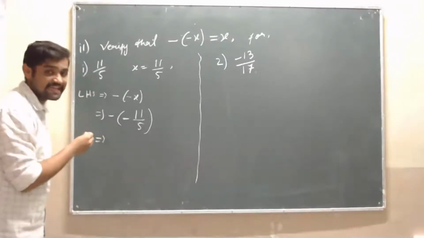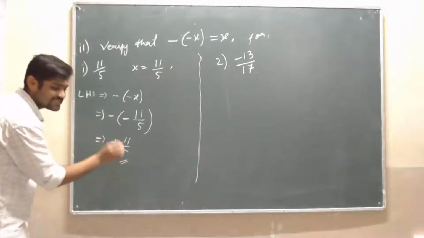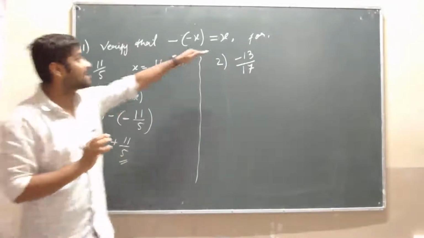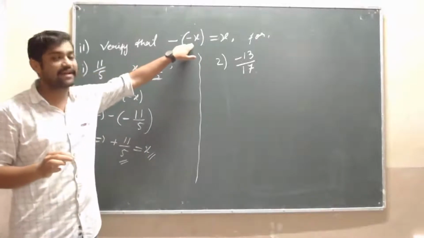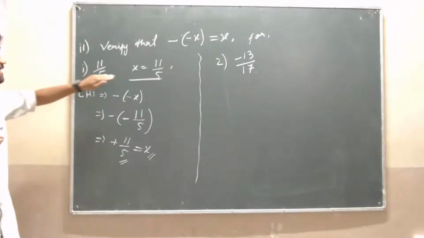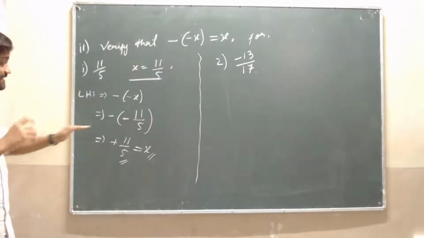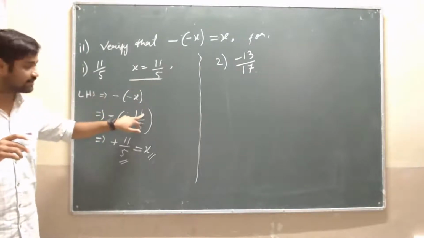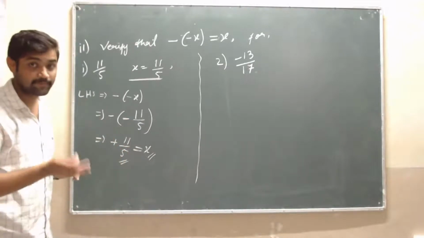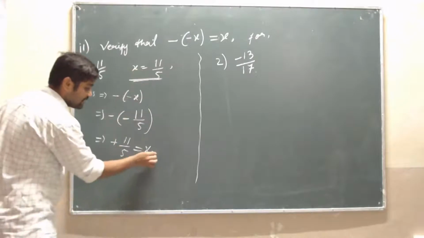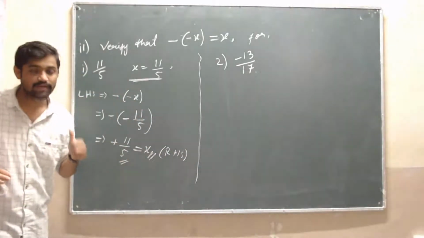Yes. Then what is the answer here? Let's check: minus into minus we have plus 11 by 5. Plus 11 by 5, this is the answer. See here, whether this is equal to the right hand side or not. What is the right hand side? We have x. Then what is the value of x here? That is also 11 by 5. Then we can say that minus of minus x is equal to x. Okay, clear. Minus of minus x is equal to 11 by 5, and minus into minus we get plus, and 11 by 5 is the answer. Then we have 11 by 5 is equal to x. This is the RHS side. LHS is equal to RHS, so this is the solution.